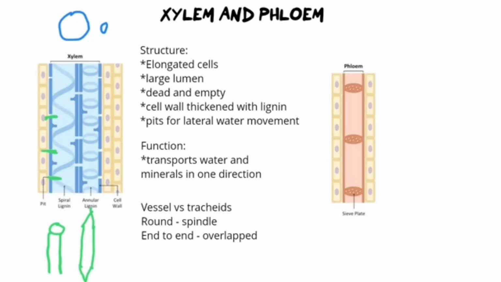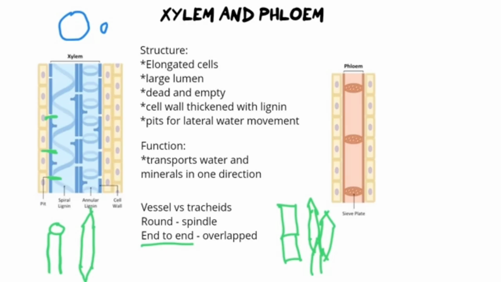And then the way they are arranged, so here they say end to end, which is what our vessels are. What that means is that wherever one vessel ends, another one is stacked on top of it like that. Whereas overlapped means that the tracheids, because of their shape, pointy at the end, actually need to be overlapped. So they sort of sit like this on top of each other. So they overlap. And that's how you can tell the difference between the two.